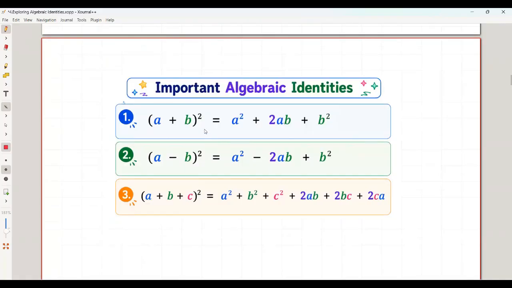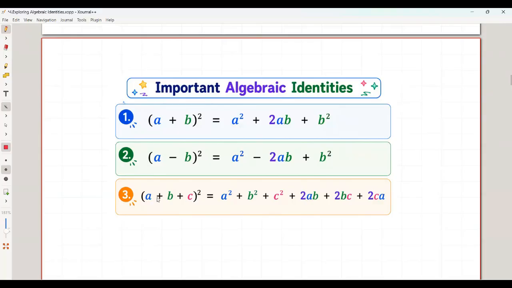So we already learned these two identity formulas. (a + b) whole square is equal to a square plus 2ab plus b square. (a - b) whole square is equal to a square minus 2ab plus b square. These two we already learned in the previous class, right?